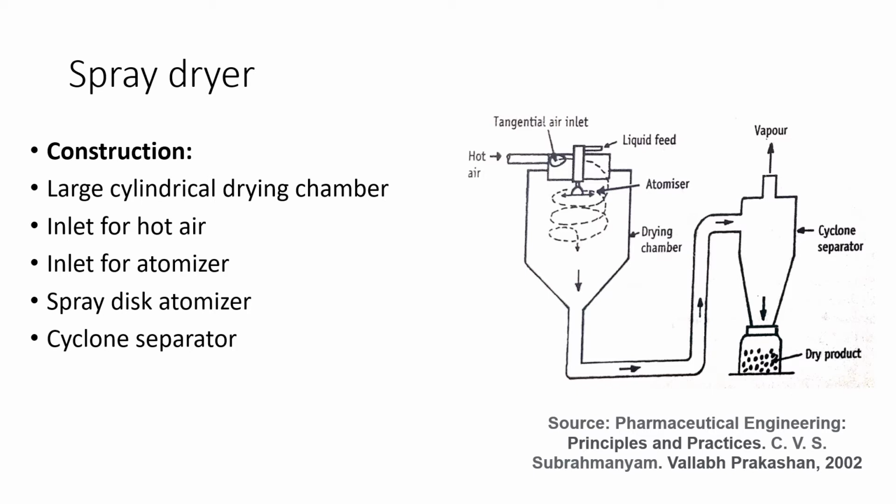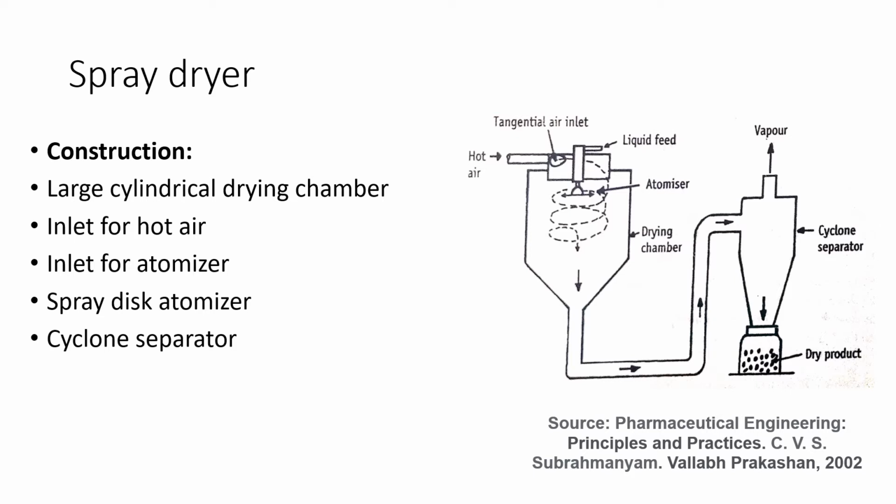Another inlet is there at the same position so as to convert the liquid into an atomized form. This is called a spray disc atomizer and is approximately 300 millimeter in diameter, and the speed of rotation varies from 3000 to 50,000 rpm. The bottom of this cylindrical drying chamber is then connected to the cyclone separator to separate the dried product from the vapors.